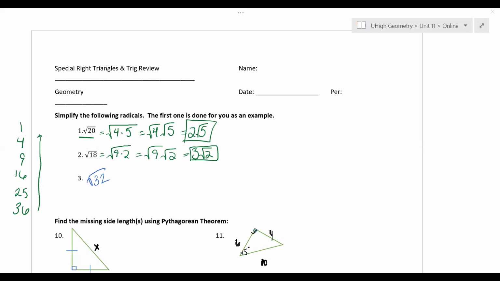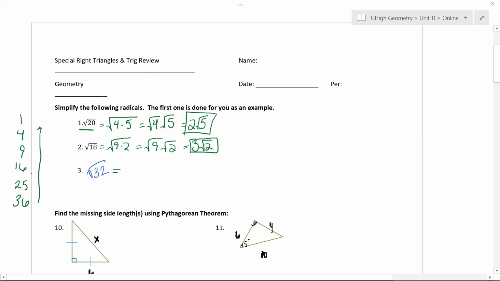The last one is 32. As I go through here, the first one that 32 is divisible by, going from the bottom up, is 16. So I can split this up into 16 times 2, or the square root of 16 times the square root of 2. The square root of 16 is 4, so 4 square root 2. So really, when we're simplifying radicals, we just want to find that greatest factor that is a perfect square, break it up, and take the square root of that perfect square.